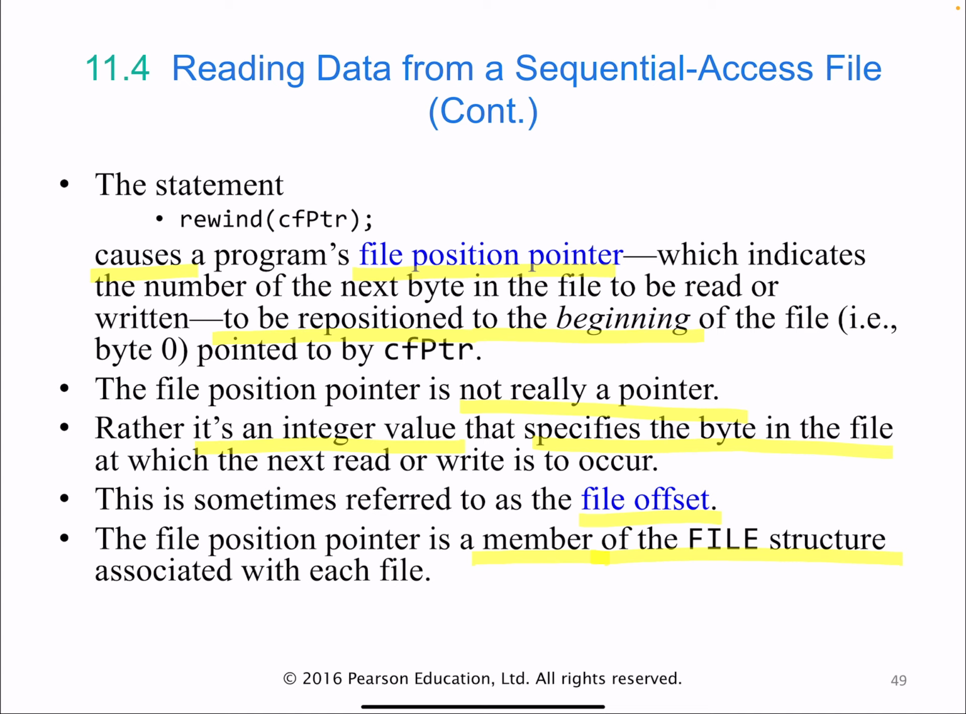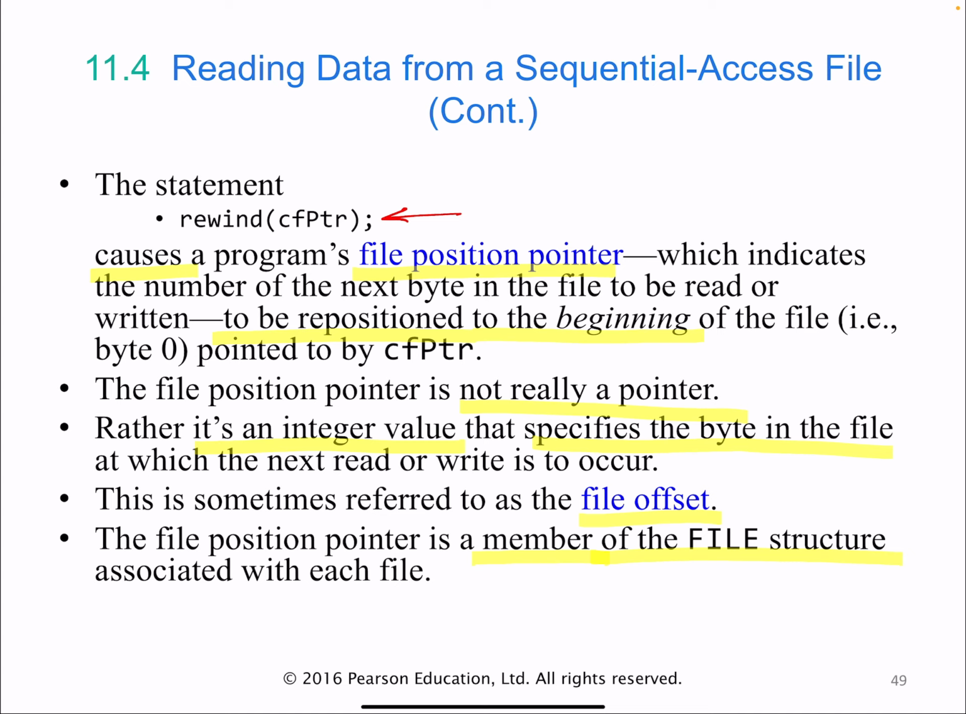But how do we move the file position pointer back to the beginning of a file? It's actually quite straightforward. We have a function for that called rewind, and it takes as argument the file pointer, and that's it. A simple way to think about the file position pointer is simply as the byte number of the file that you're reading at. The very first piece of data, the first byte of data in a file, is byte 0 of that file.